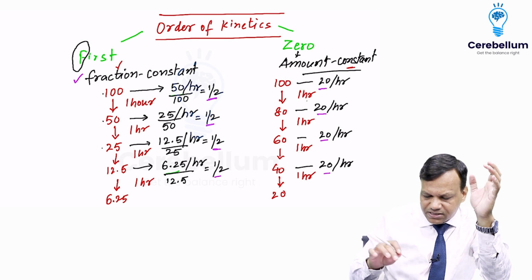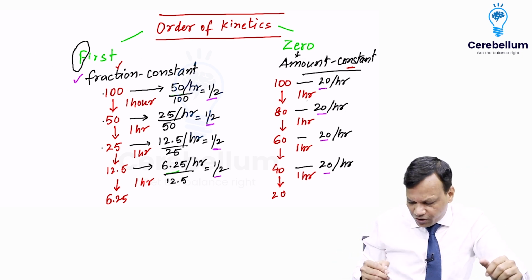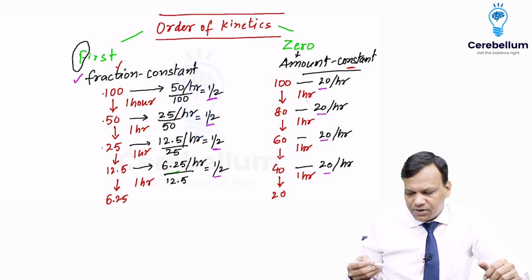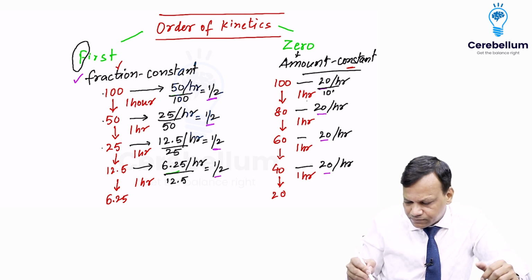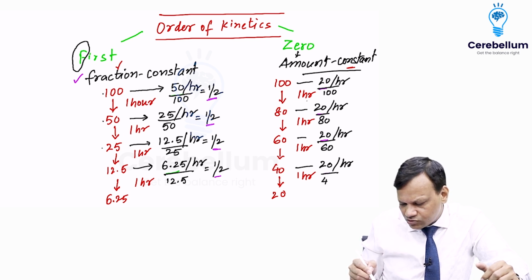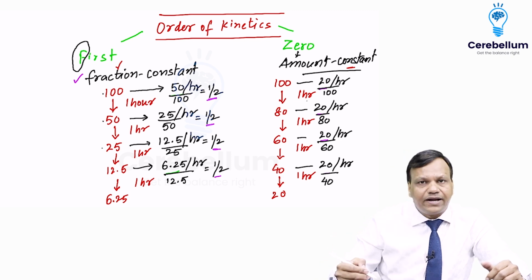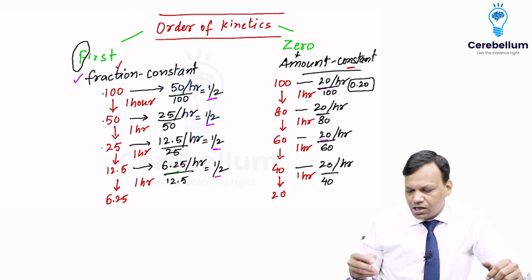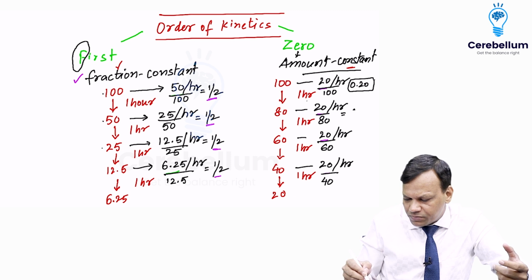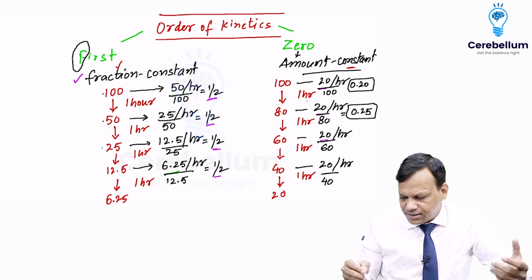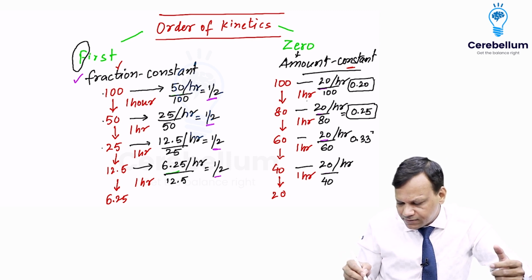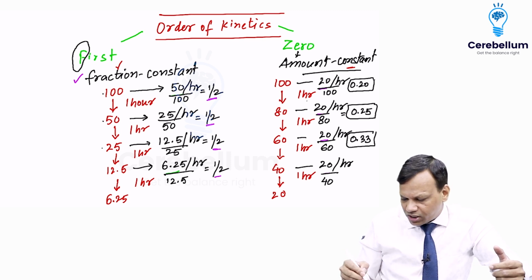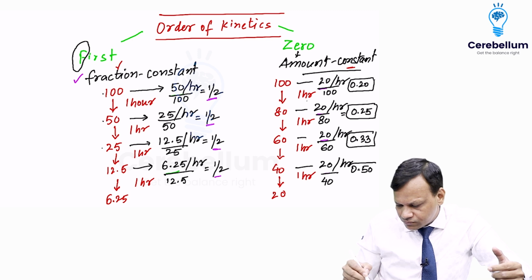Okay. Now we'll see the same thing in zero order. Rate of elimination we have already calculated. We will divide it by the corresponding plasma concentration. It is 100 here, 80 here, 60 here, 40 here. So that will become clearance. So 20 by 100 means 0.20. 20 by 80 means 1 by 4, which means 0.25. 20 by 60 means 1 by 3, which means 0.33. 20 by 40 means 1 by 2, which means 0.50.